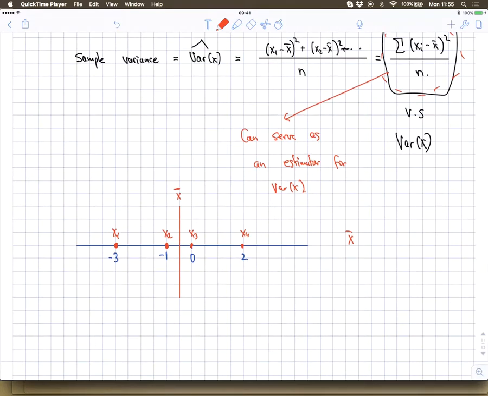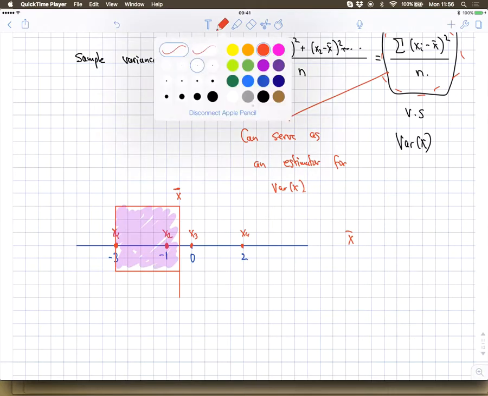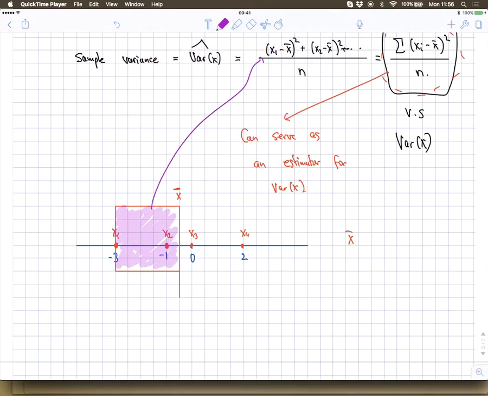I take x1 and I ask, what's the distance away from the mean? The distance away from the mean is 5 squares. And then I square this. When I square a distance, what do I get? I get an area. So if you think about it, the area of that square is like this first term here.